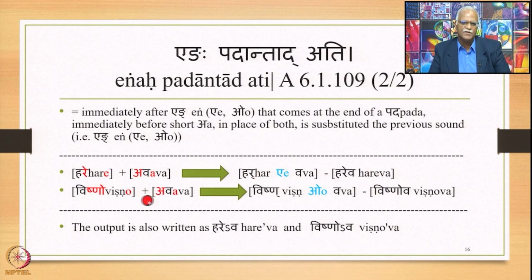Similarly, you have Vishnu plus ava, where you have o at the end followed by a at the beginning of the next word. They are in the samhita mode, and so 61109 applies and substitutes both o and a by the previous sound. In this case it is o. So we have Vishnu, o and va, and so Vishnova. That is the output generated.